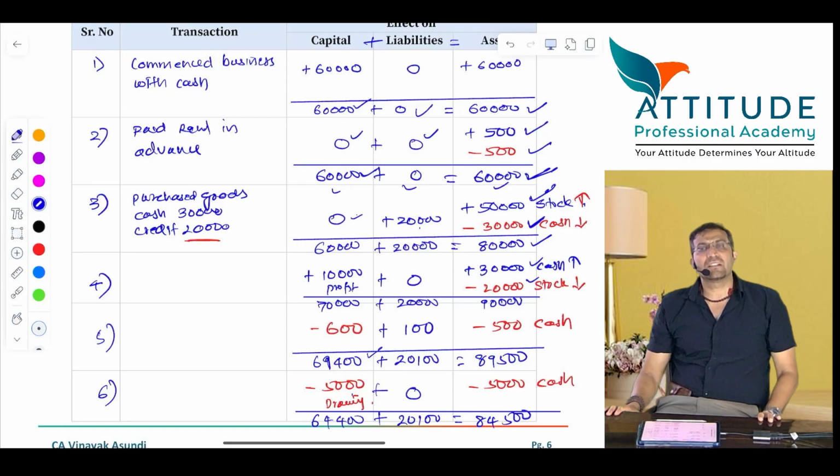Aditi, Sanvi, concentrate. You cannot talk in the class.